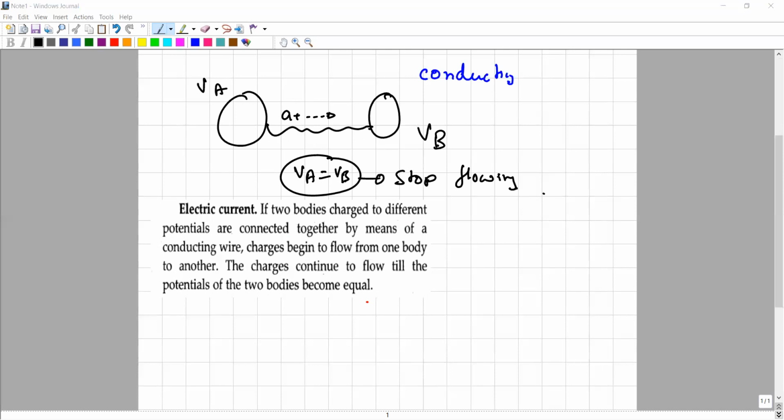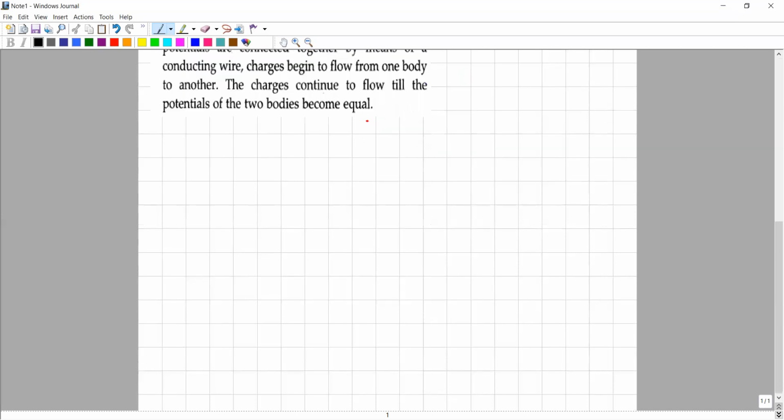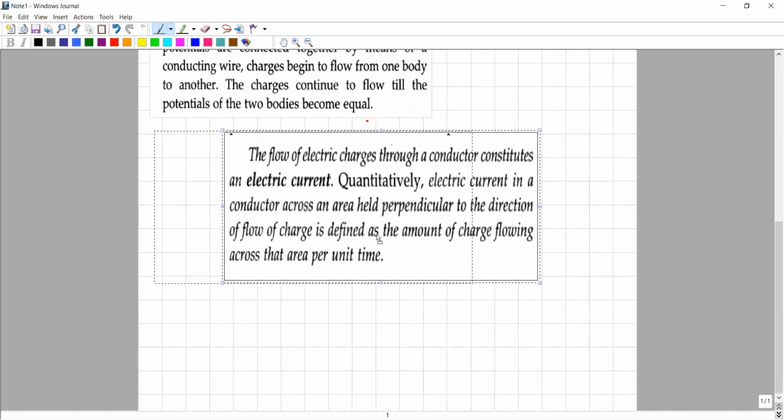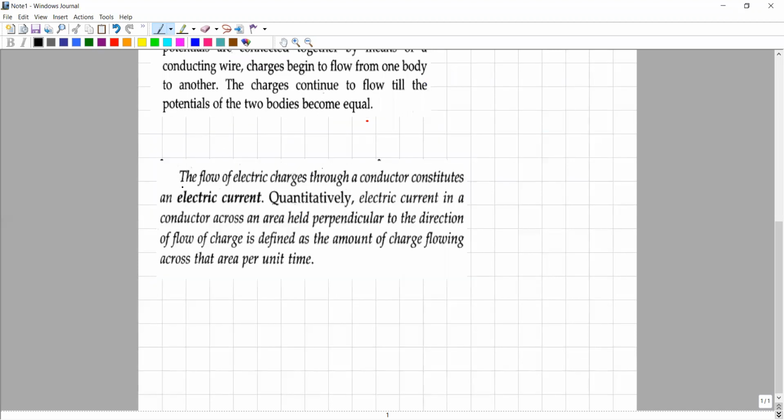So what would be electric current? The formal definition: the flow of electric charge through a conductor constitutes an electric current. And quantitatively, electric current in a conductor across an area held perpendicular to the direction of the flow of charge. First, let us understand this. What does this area held perpendicular mean?